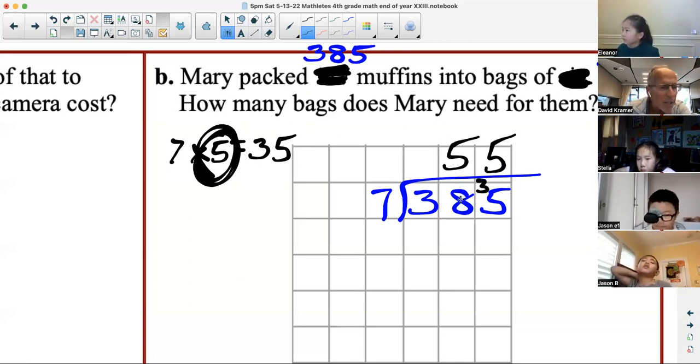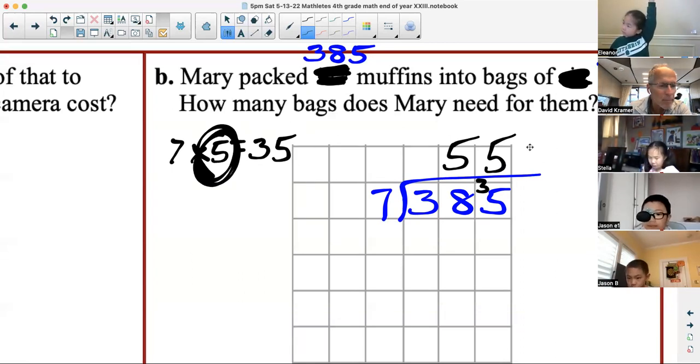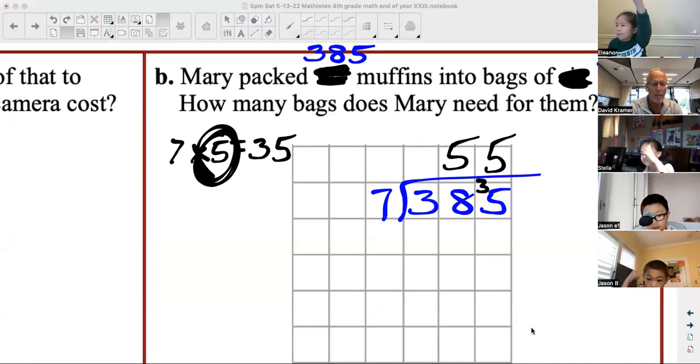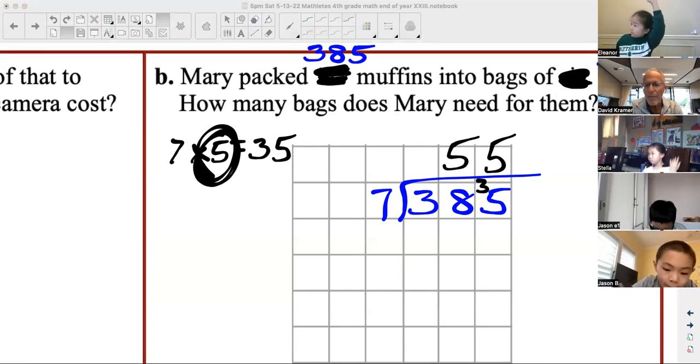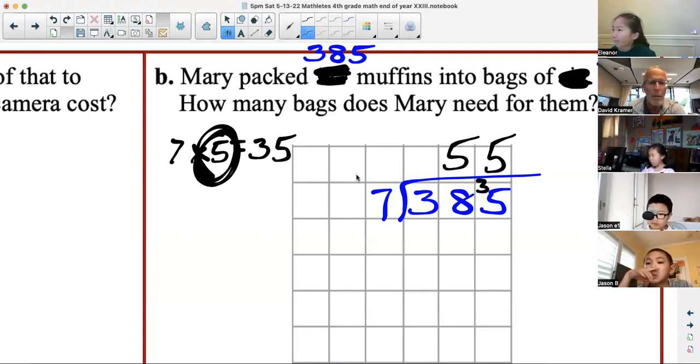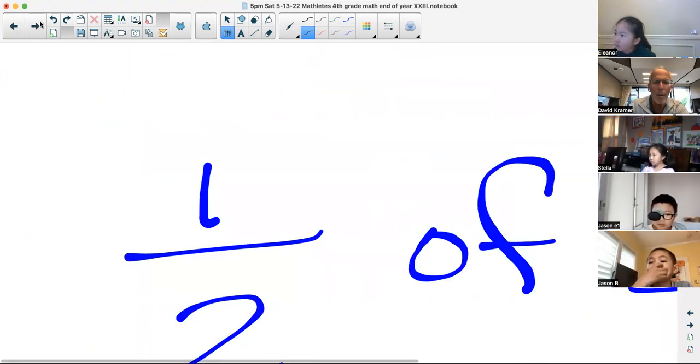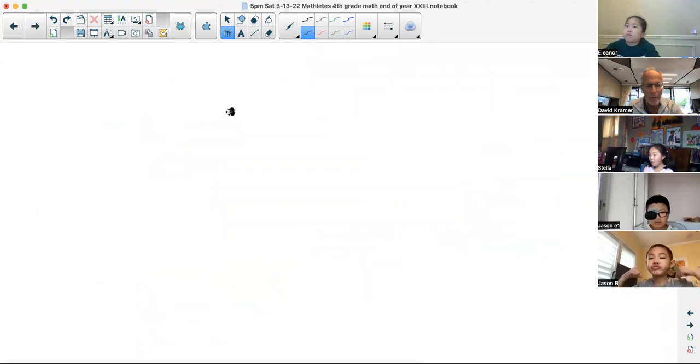How many bags then would she need? 3 bags. She needs 55 bags. That's right, because there's no remainder. She would need 55 bags. Okay, good job for everybody.